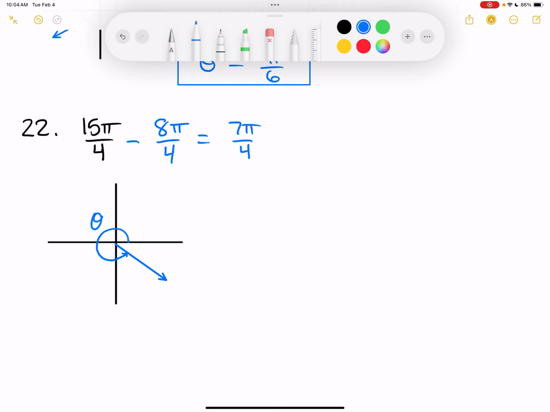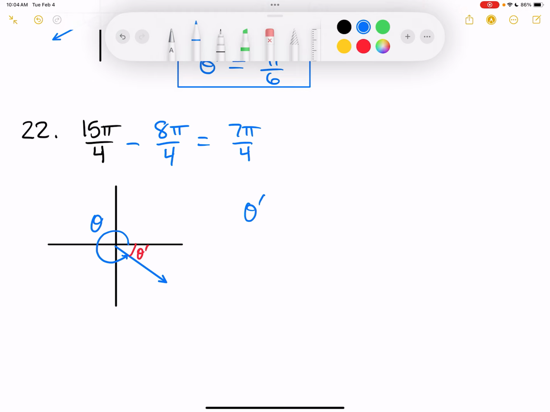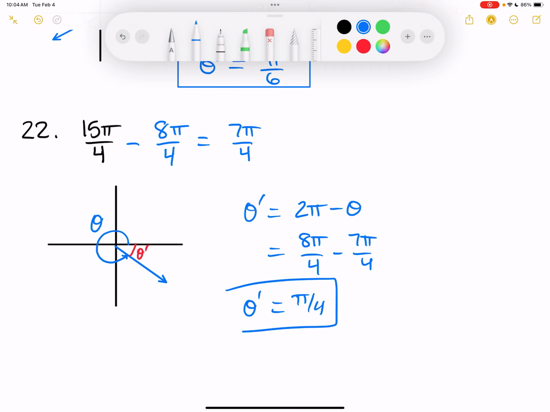So this is theta. It's already positive, so I don't need to do anything. Theta prime is this angle in here. So in quadrant 4, it is 2 pi minus theta. So I'm going to do 8 pi over 4 so that I have the common denominator, minus 7 pi over 4. So theta prime is pi over 4. Which again, kind of just logically makes sense. It does.